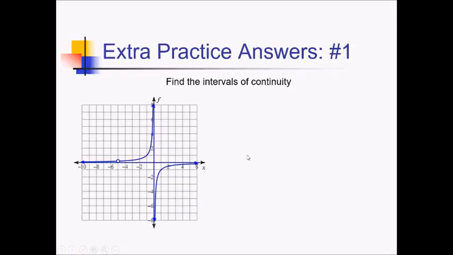To find the interval of continuity on this function, we're going to first identify the discontinuities and then write our intervals around them. So we have a removable discontinuity right here, a hole at x equals -5. We also have an infinite discontinuity, an asymptote at x equals 0 right here. So then our intervals of continuity, we're going from -infinity to -5, union -5 to 0, union 0 all the way to infinity.